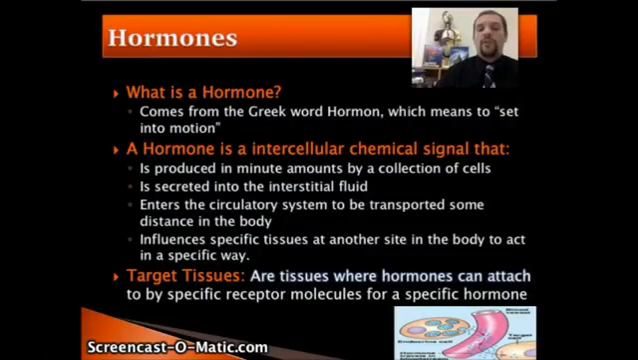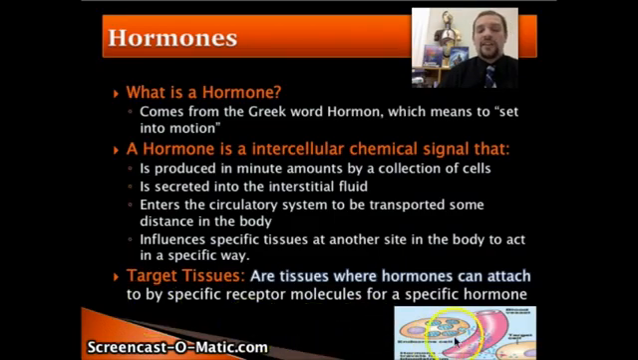So a term that I want to review and make sure you understand is the term hormone, what a hormone specifically is. Well, a hormone is, again, remember, an intercellular chemical signal. It's going to be produced in minute amounts by a collection of cells. Those cells then are going to be secreting that hormone into the interstitial fluid, which will then enter the circulatory system and then be transported some distance in the body until it reaches a specific tissue, which we call a target tissue. And then it's going to have a specific effect on that specific target tissue.